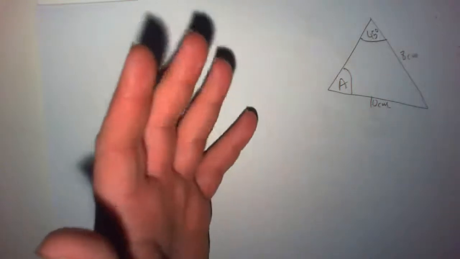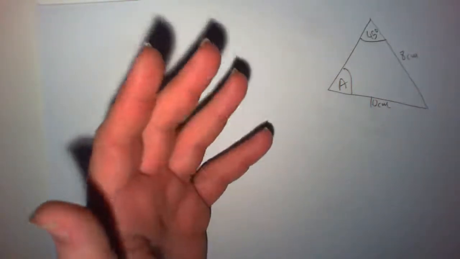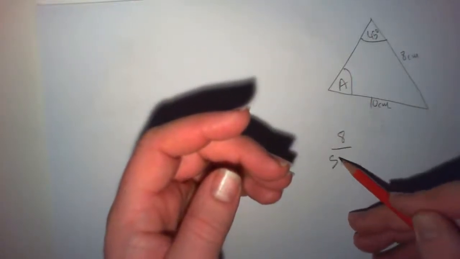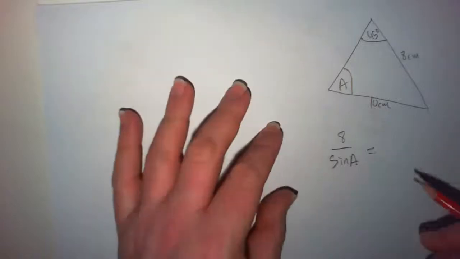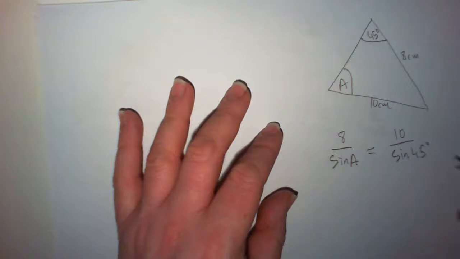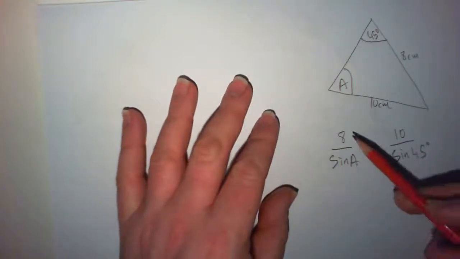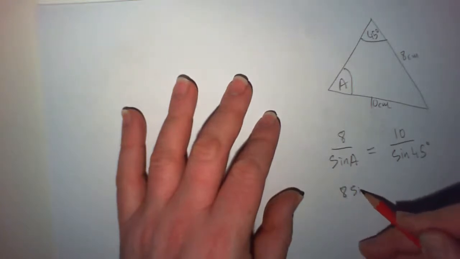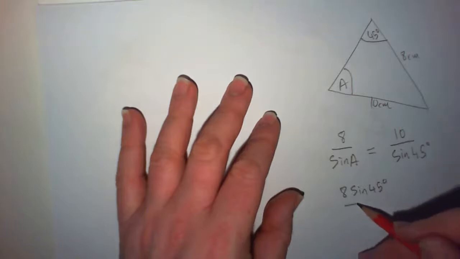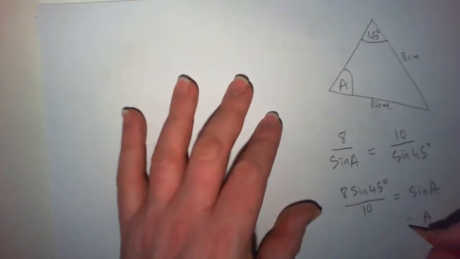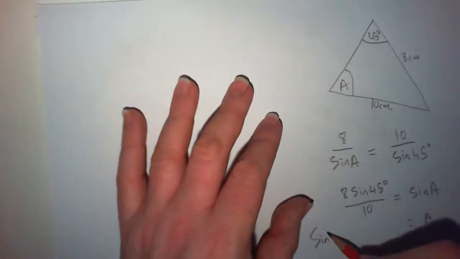So now let's check the sine rule, see can I use it. Do I have 3 pieces of information? Yes. Let's put them into the sine rule formula and see will it work. 8 over the sine of A is equal to 10 over the sine of 45. In this case, we have an angle missing, so it's just going to be side times angle divided by side. So it's going to be 8 sine 45 divided by 10 is the sine of A. But we don't want the sine of A, we want A. So A is equal to the sine inverse of all this.